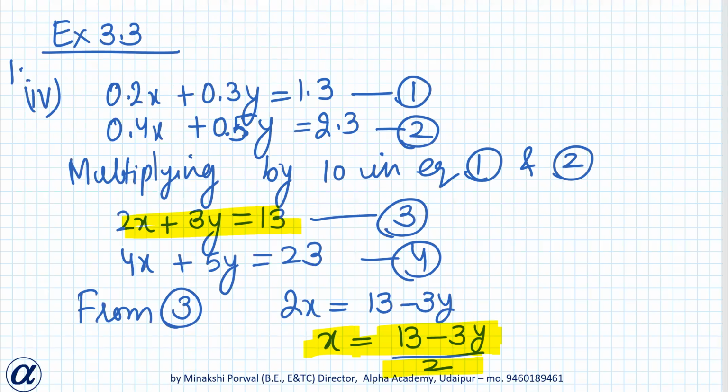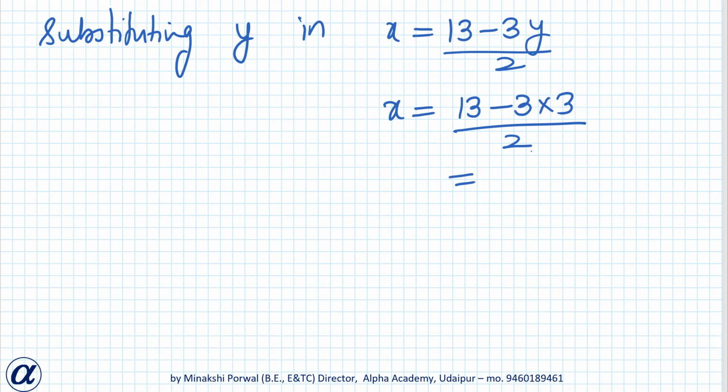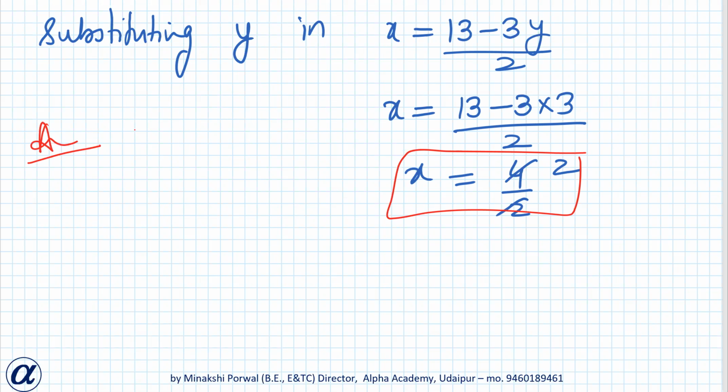Substituting this here in this x. Okay. So substituting y in x equals (13 minus 3y) upon 2, and the value of y was 3. So 13 minus 3 into 3 upon 2, that is equal to 13 minus 9, that is 4 by 2. It is equal to 2. So x is 2. Okay. The answer is x equals 2, y equals 3.